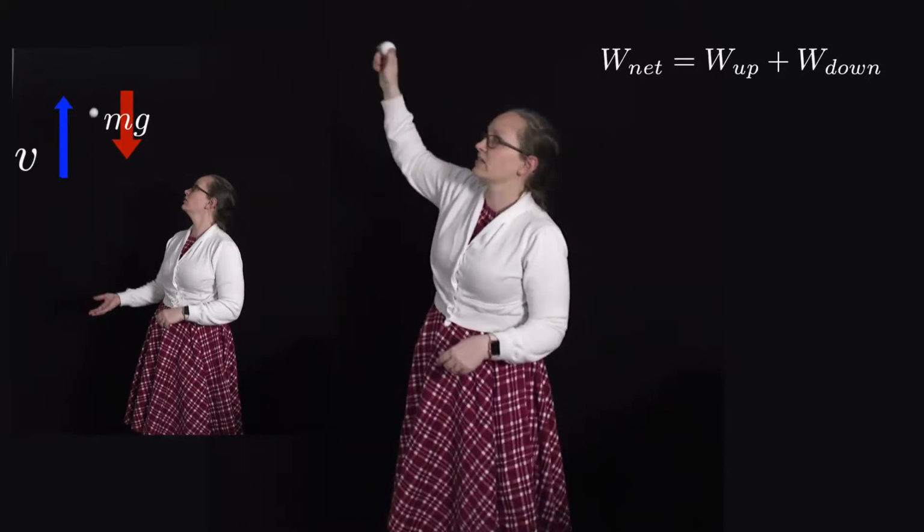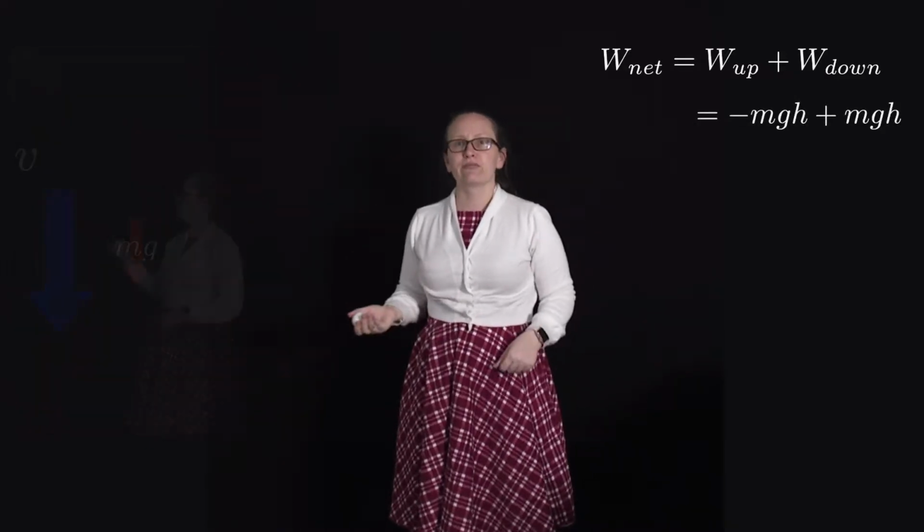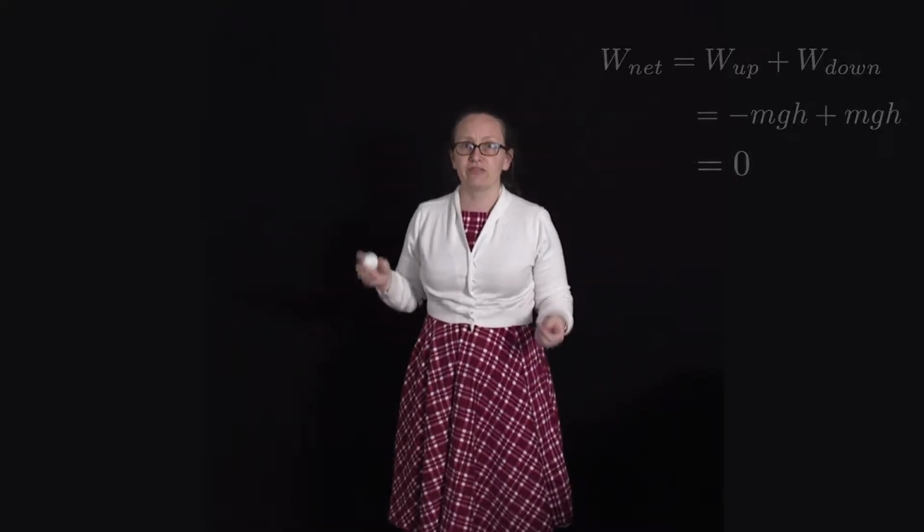Now, if we consider the entire throw, the net work done by the gravitational force is equal to the work done as it goes up, plus the work done while it comes down. So that's equal to minus mgh plus mgh, which gives us zero. So because there is no net work done by the gravitational force, which is the only force acting on the ball, as we're neglecting any air resistance, this tells us that the kinetic energy of the ball is conserved between the initial state and the final state. So when it leaves my hand, as long as my hand is at the same height, it returns to my hand with the same kinetic energy and hence the same speed as it had when it went up.